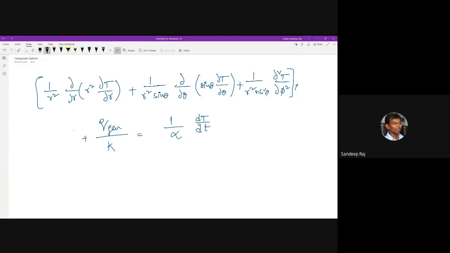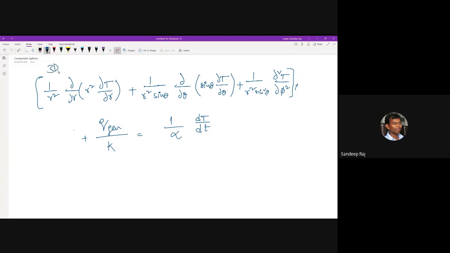Good morning, students. In the last class, we saw the composite cylinder problem, we have also seen the concept of critical radius of insulation, and we have solved the problems based on that. Today, we are going to look at the composite sphere case.